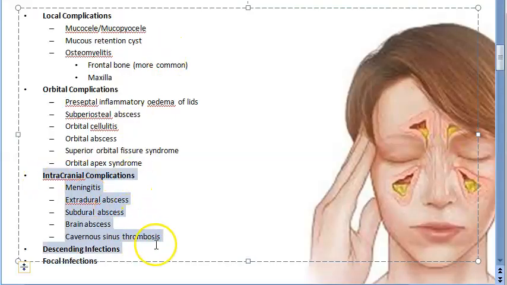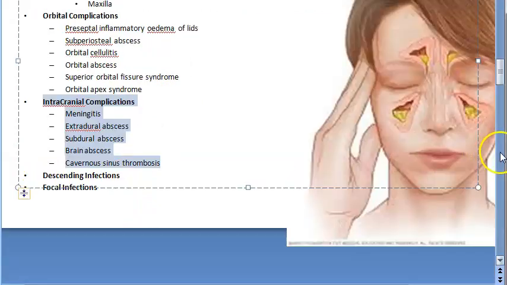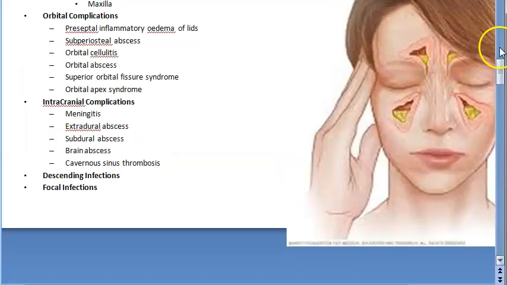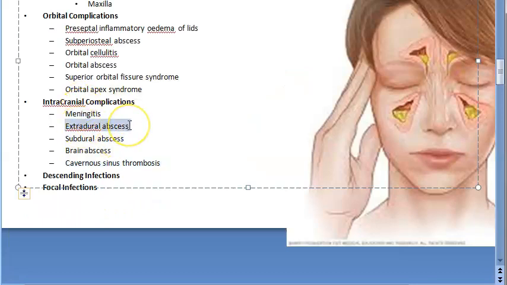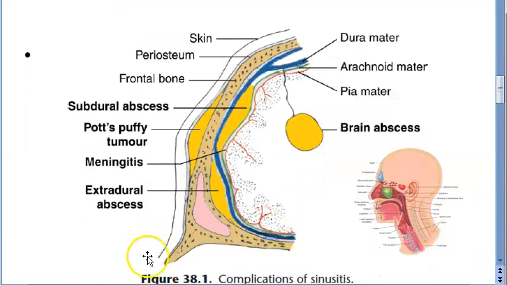Let us look at the headings which come under intracranial complications. Now it has reached the cranium, so let us see how it will affect. It can cause meningitis, extradural abscess, subdural abscess, brain abscess, cavernous sinus thrombosis. Let's try to understand these at a very high level. Meningitis, they have indicated with an arrow towards the meninges. Before the dura, you will have the extradural abscess, and after the dura, you will have the subdural abscess. That's what they have shown here.